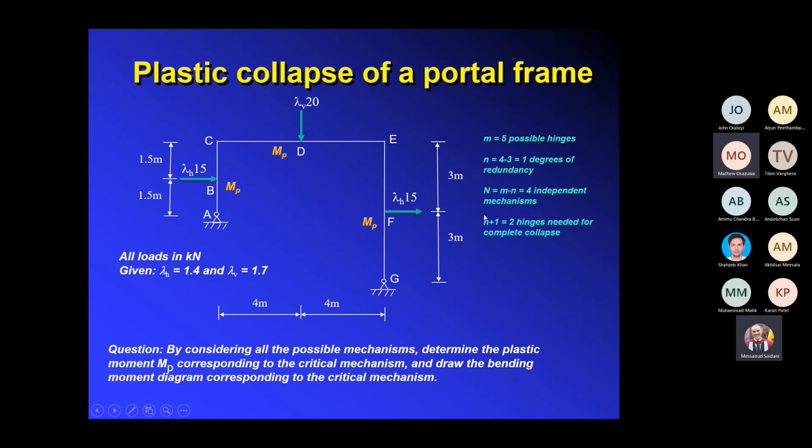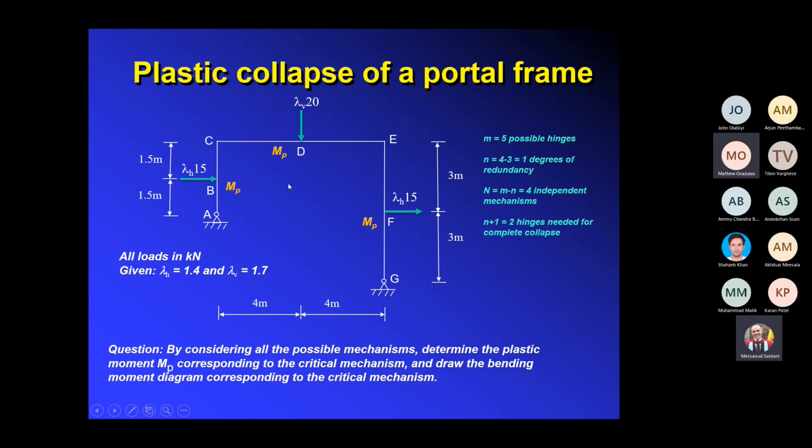The number of hinges is n plus 1, here 2 hinges. We only need 2 hinges to cause total collapse. Although there are 5 possible hinges, we actually only need 2 for total collapse. And therefore, any number higher than this means you have an over collapse situation. In other words, you have more hinges than you need.